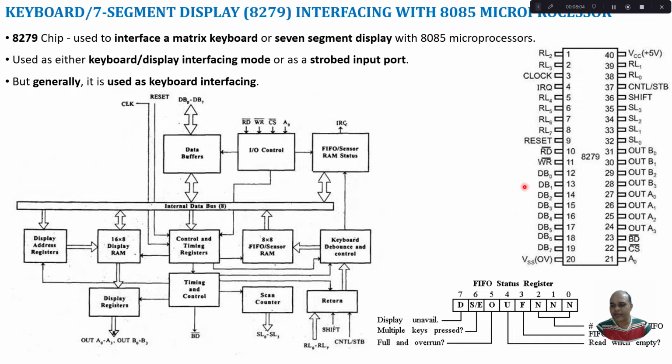DB0 to DB7 represent the data lines connected to the data bus of the CPU. Then pin number 20 is the ground line, and pin number 40 is the supply line. Then I have OUT B0 to B3 and A0 to A3, which are for your 7-segment displays. Pin number 23 is blank display. Pin number 22 is for selecting the chip, and pin number 21 is for A0. This A0 will be given by the CPU. If it is 0, the command register will be identified. If it is 1, the data register will be selected.